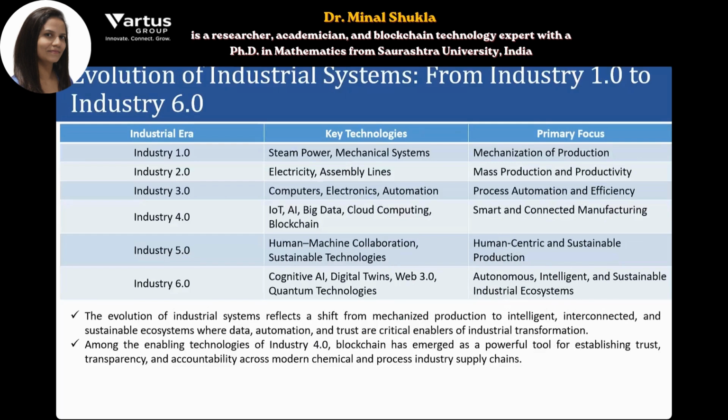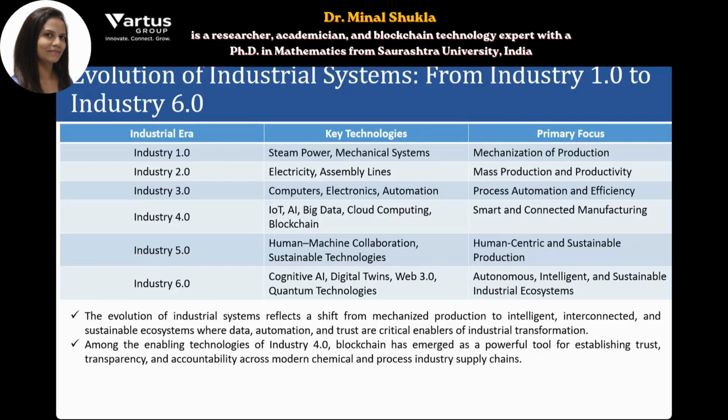Among the enabling technologies of Industry 4.0, blockchain has emerged as a powerful tool for establishing trust, transparency, and accountability across modern chemical and process industry supply chains. So why are we looking towards all these industries? We must have the curiosity in mind: why are we talking about the backdated industry, and why today, what is going on, and how rapidly the transformation came. That is what we need to look towards, right?